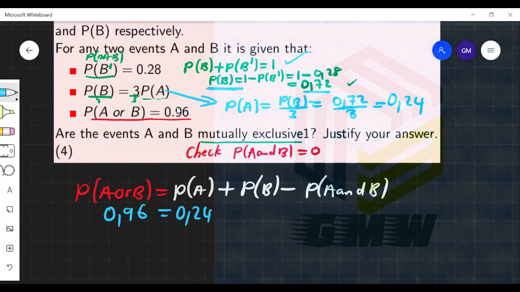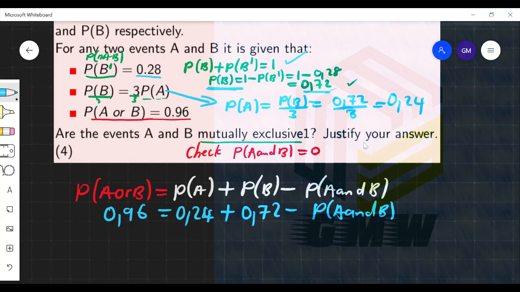Then where there is probability of B, 0.28. 0.28 is for not B, which is 0.72. Good. Then minus probability of A and B, right?